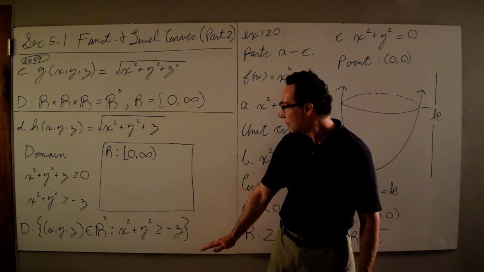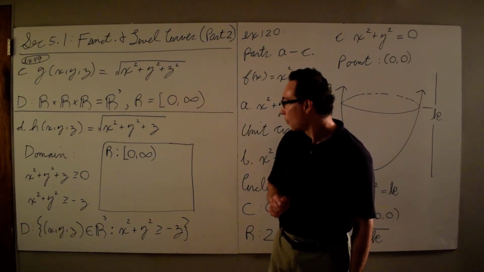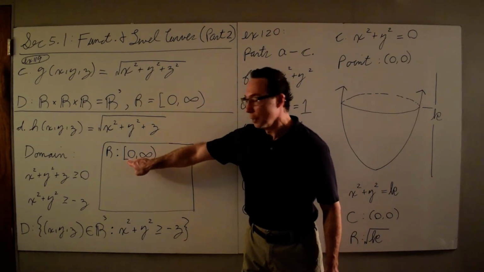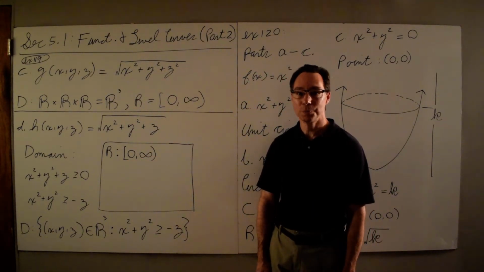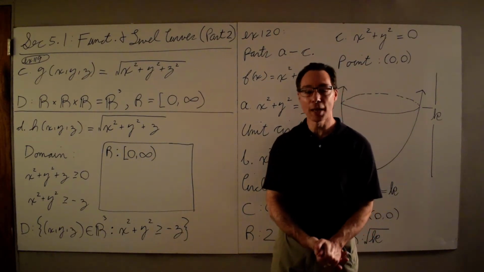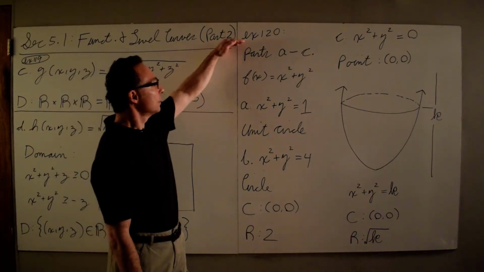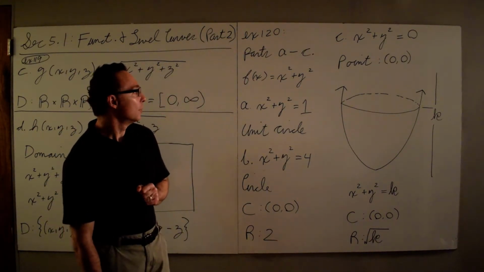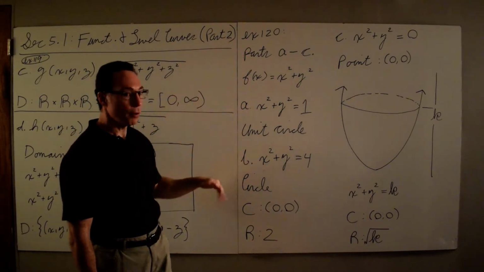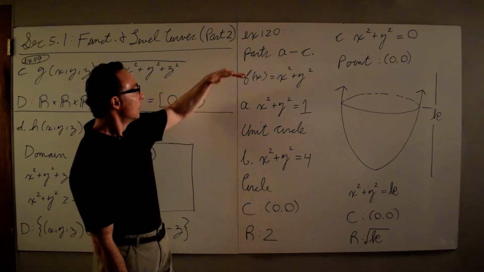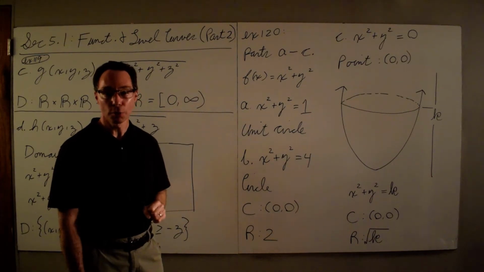So that's our domain. And our range, in a similar way to our previous examples, is going to be the interval 0 to infinity. In other words, the non-negative real numbers. So that concludes example 119. Example 120 is going to begin in this video and conclude in the next. So example 120, we're looking at level curves. I'm going to look at parts A through C in this video and the other 3 parts in the next video.